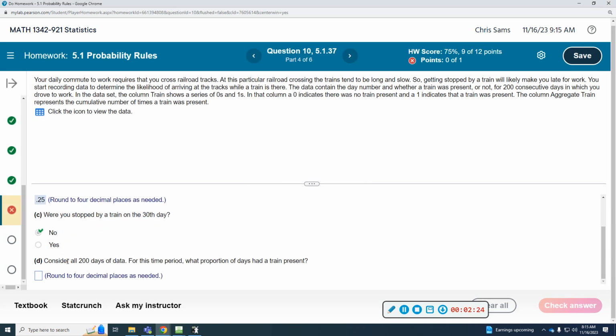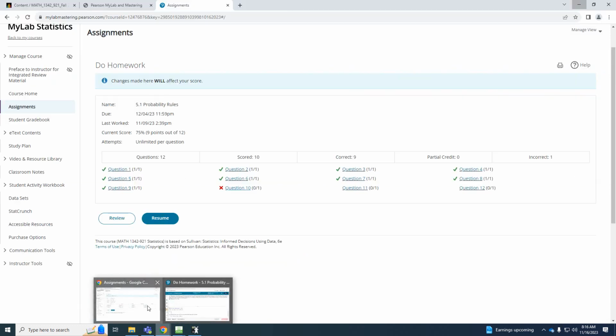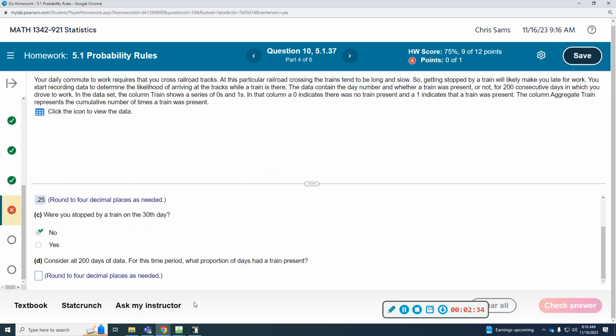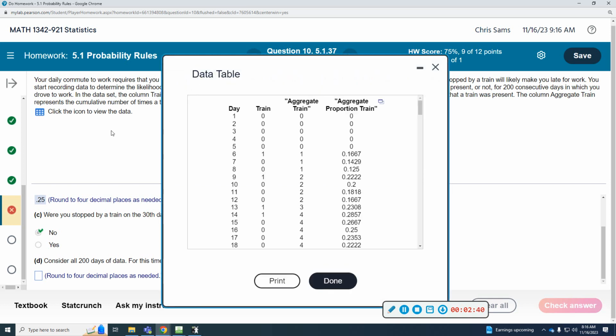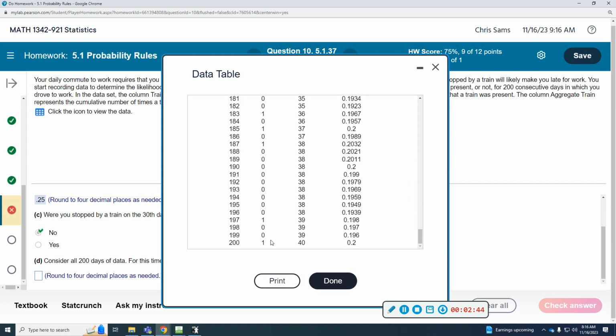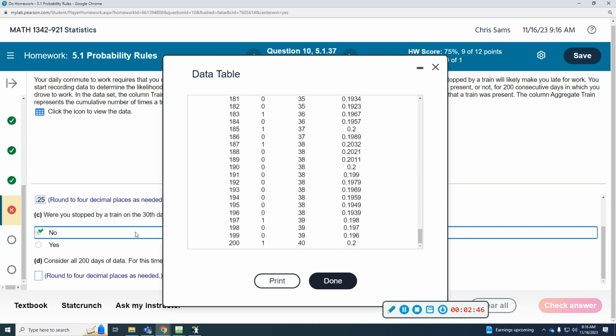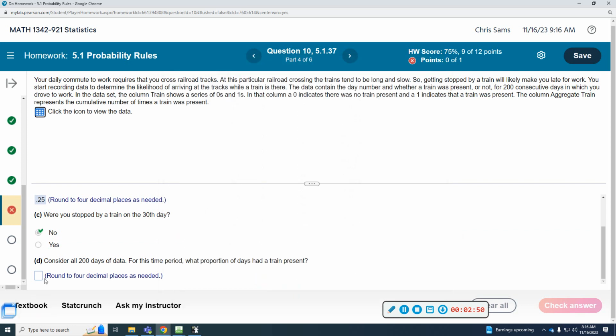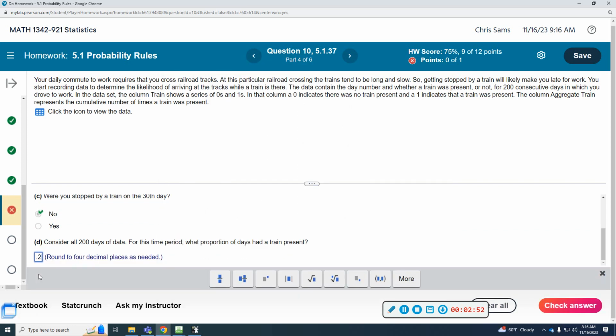D says consider all 200 days of data. For this period, what proportion of days had a train present? So we're going to look at all 200 days. I just minimized the data. Where did it go? So I open it up again. Okay, all 200. So 40, so 0.2 looks like. Oh, it's right here in the corner. So 0.2.